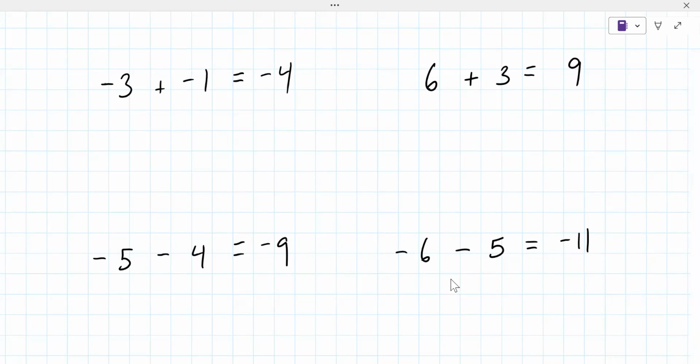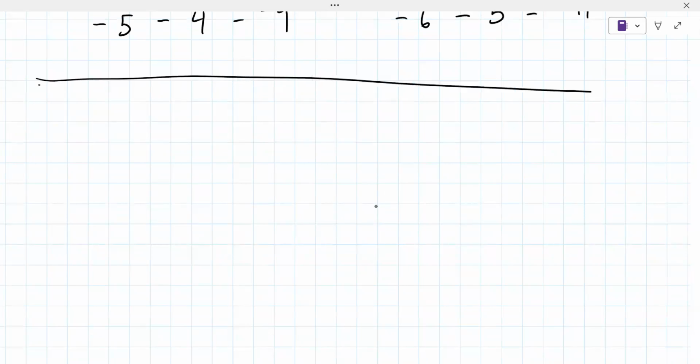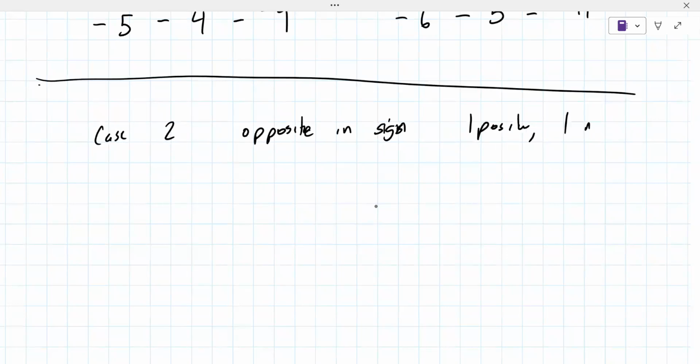So the next thing here is case 2, and this is when they are opposite in sign. So you're going to get something where it's one positive and one negative. And we're going to look at a really simple example here: 10 minus 6. Example number 1. 10 is positive, but 6 is negative. So one positive, one negative.